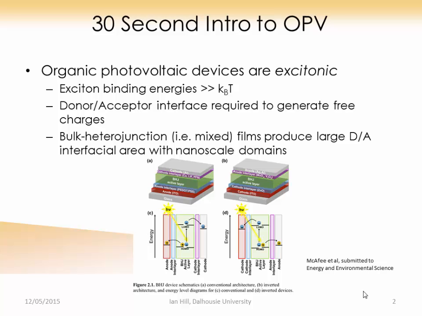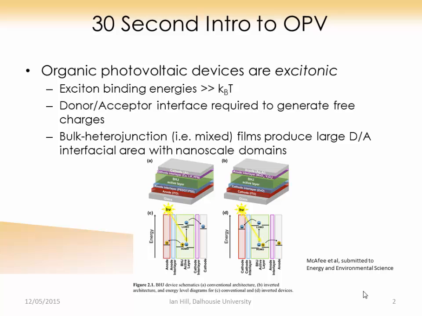So to give a really brief introduction to organic photovoltaics for people not familiar with it, the first thing to say is organic solar cells are excitonic. That means in all materials, when we absorb a photon, we create an exciton, but the excitons in organics are very tightly bound. They have binding energies much, much greater than the thermal energy scale of kT, so they don't spontaneously dissociate. So to get free carriers out, we have to split that exciton somehow. We do that by allowing the exciton to reach a donor-acceptor interface, where it's energetically favorable for the electron to transfer to the acceptor, and the hole to stay in the donor, and that's how we generate free charges.